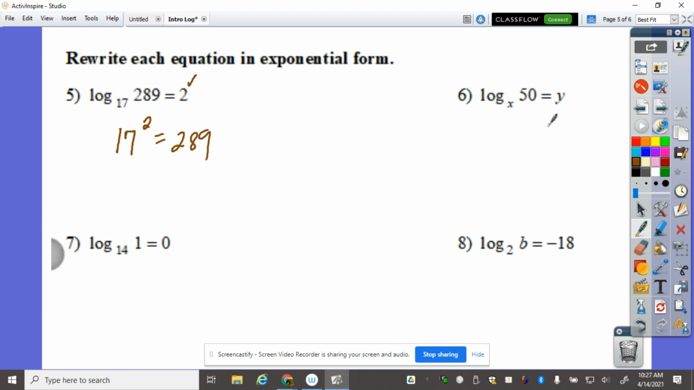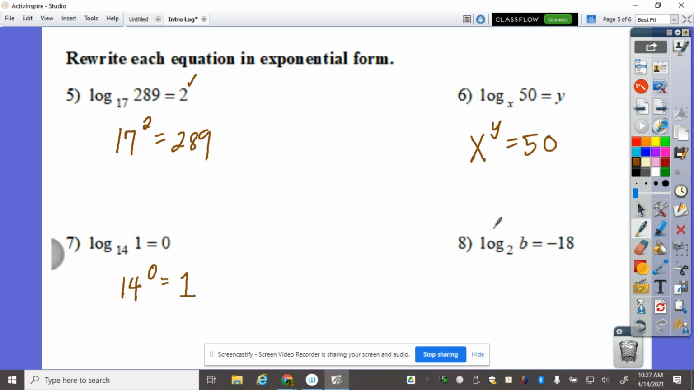Very simple. Next, log of 50 with a base of x is equal to y. Again, the base here is x, the exponent is the one by itself, which is y, is equal to 50. Log of 1 with a base of 14 is equal to 0. What is the base? The base is 14, the exponent is 0, the answer is 1. And you agree that 14 raised to 0, any number raised to 0 is equal to 1, except 0 raised to 0. 0 raised to 0 is undefined.